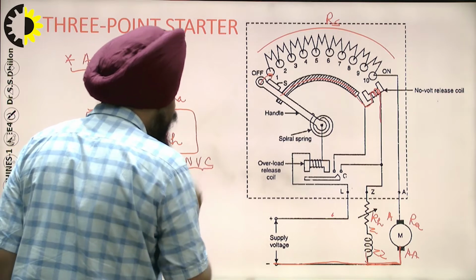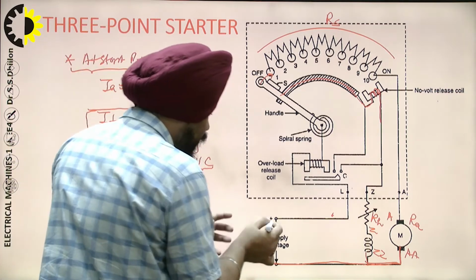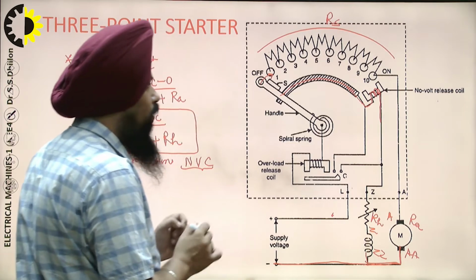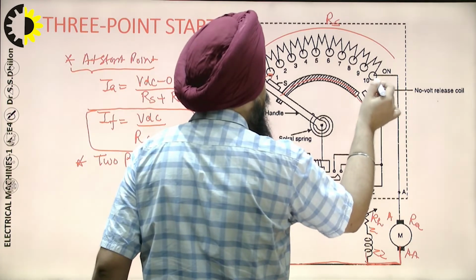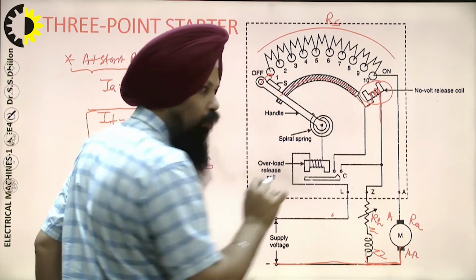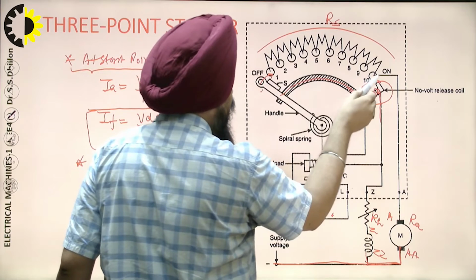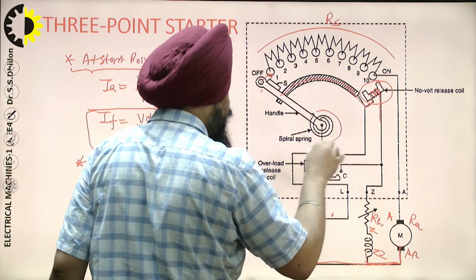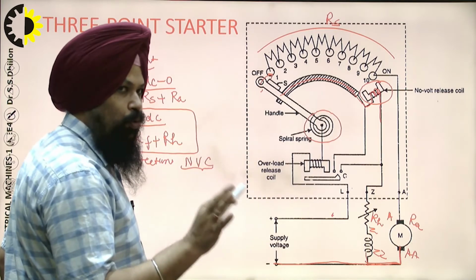No voltage release coil means if, for any reason, there is a cutoff of input supply, then this electromagnet is going to be de-energized because there is no supply in this electromagnet, and this particular handle is pushed back with the help of this spring force. That is the mechanism of no voltage release.